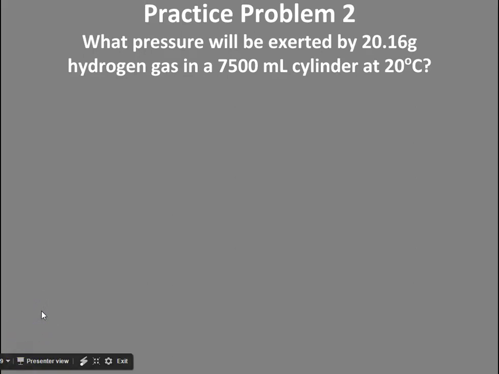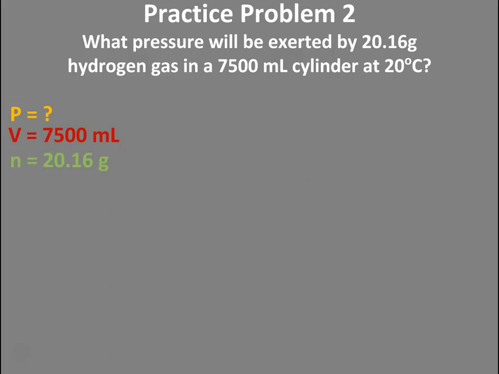All right, so for practice problem 2 with all of the twists, we have an unknown pressure. Our volume is 7,500 milliliters. Our moles, n, they give it to us in grams. We're going to have to convert that to moles. And then our temperature is 20 degrees Celsius.